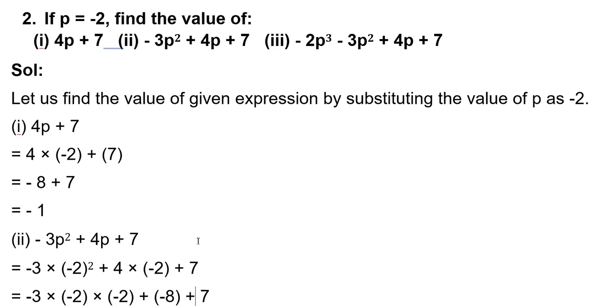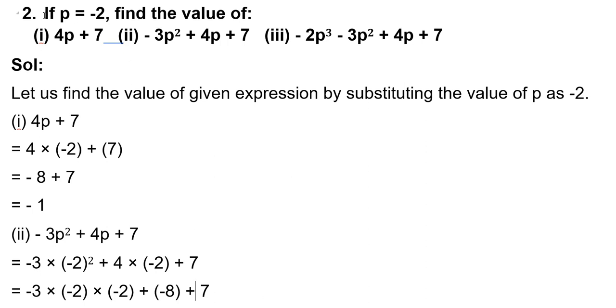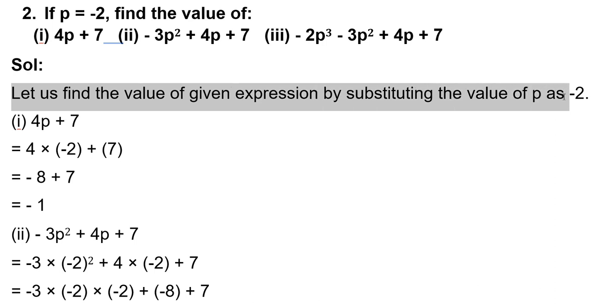Second problem: if p equals minus 2, find the value of 4p plus 7, and the second one, minus 3p square plus 4p plus 7. And the third one is minus 2p cube minus 3p square plus 4p plus 7, where p equals minus 2. Solution: let us find the value of the given expressions by substituting the value of p as minus 2.